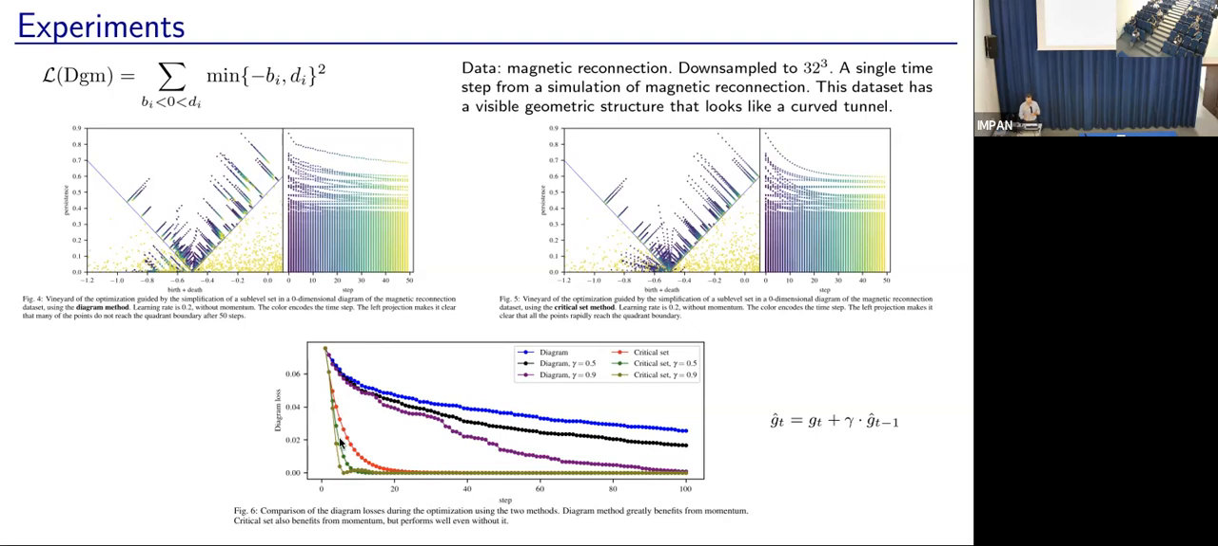Another thing that's interesting here is that, although for the diagram method the momentum helps a great deal, the difference between blue and purple is quite large, for the critical set method it's much less significant. Going from red to green is not quite as dramatic.